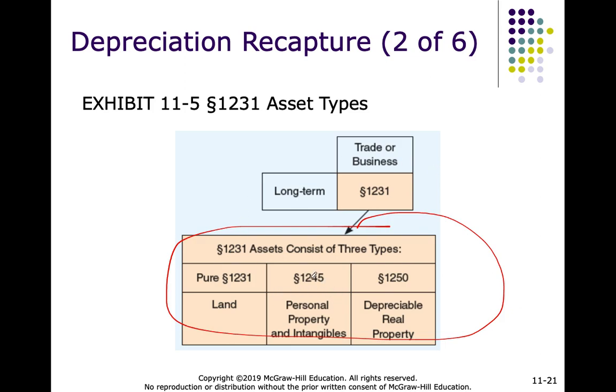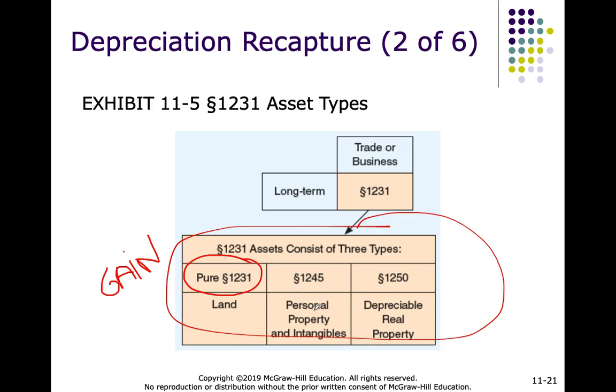In terms of gain, it's pure 1231 gain. Okay, so we're talking about gain. What we're referring to here is pure 1231, meaning this is a capital asset. So the 1231 gain is treated as capital gain. So every time we say 1231 gain, we mean capital gain.